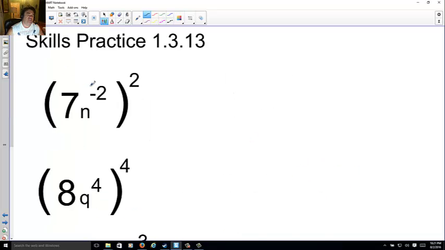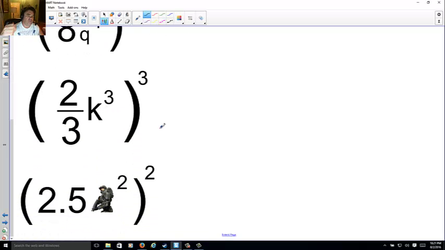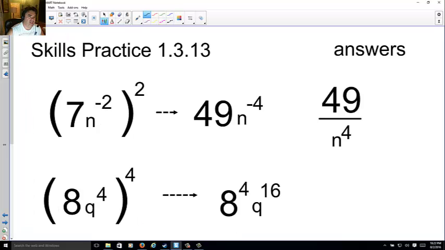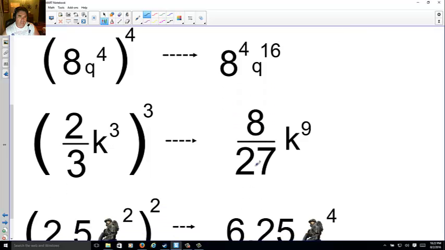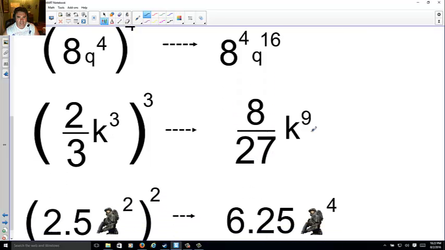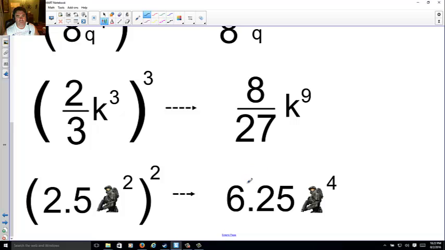Skills practice. Try these 2 first. Pause. Try these 2. Pause. I get 49 over n to the 4th. I get 8 to the 4th. You could work that out if you wanted, whichever. n to the 16th. 8 over 27, k to the 9th. And 6.25 m to the 4th power.